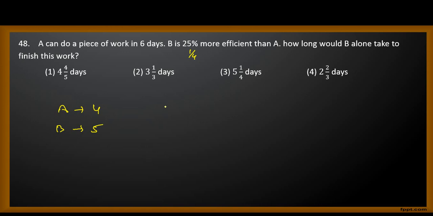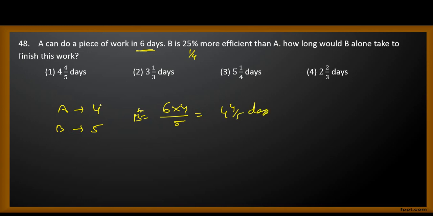Now total work, A is taking how many days to complete the work? 6. So total work is 6 into 4. Whereas how many units per day is B doing? 5 units per day. The time required for B is nothing but 24 by 5. On simplification, you will get 4 and 4 by 5 days.